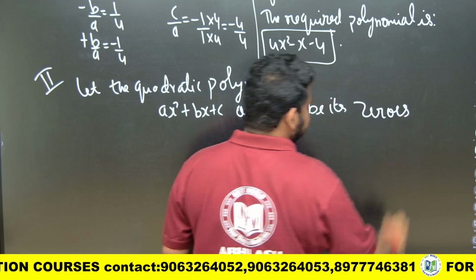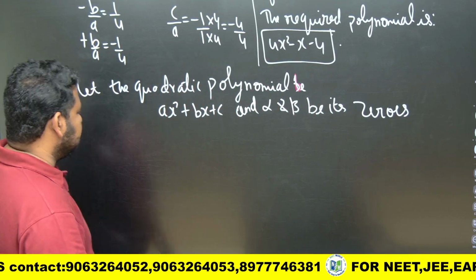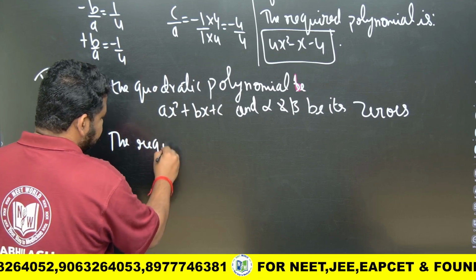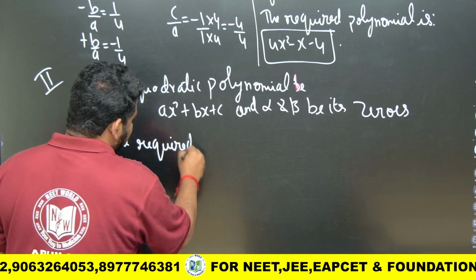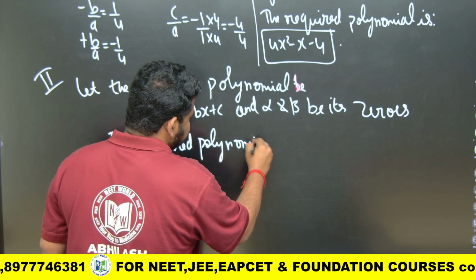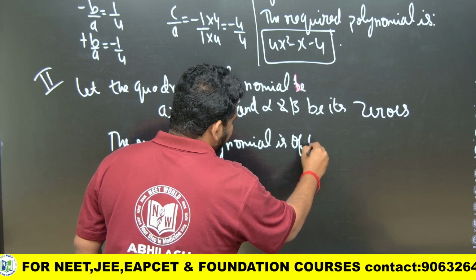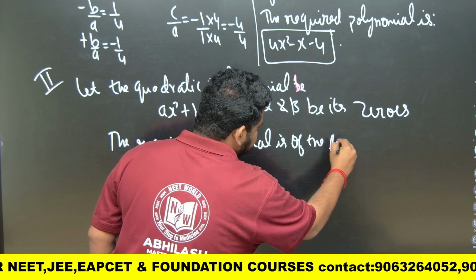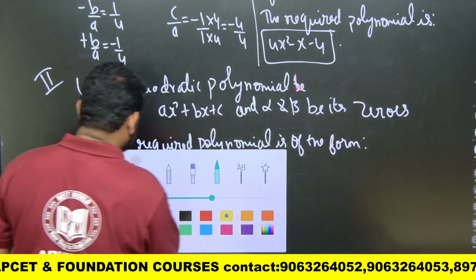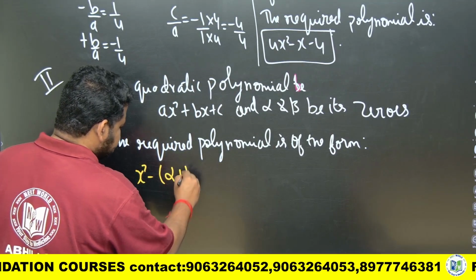Okay, alpha and beta are the zeros. Now, if alpha and beta are the zeros, then the required polynomial is of this form. You have to remember this form, this is very important: x square minus (alpha plus beta) x.